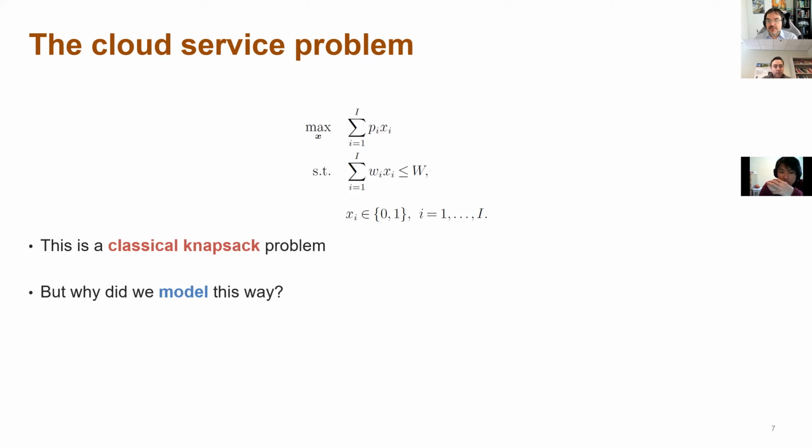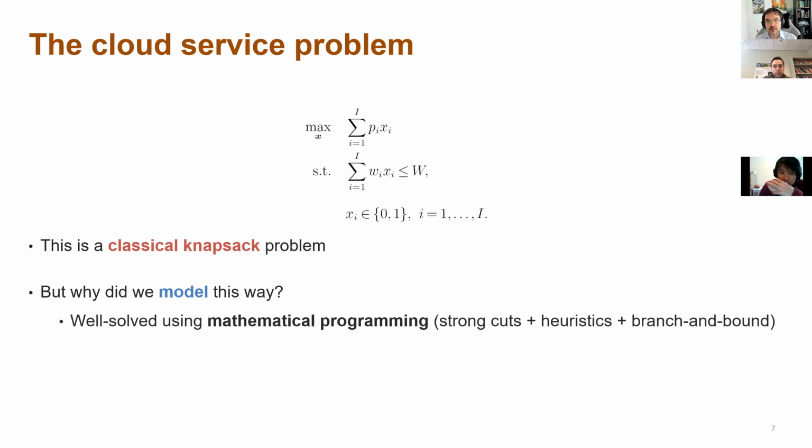Why do we think about, for example, a mathematical programming or dynamic programming model? Well, there's a variety of reasons why we think of it that way. Well, because it's well solved that way. It's probably the first problem that we learned when we studied mathematical programming in our IP class, IP 101, right? It has a number of techniques used there. It has strong cuts, very strong heuristics, and a very good branch and bound.